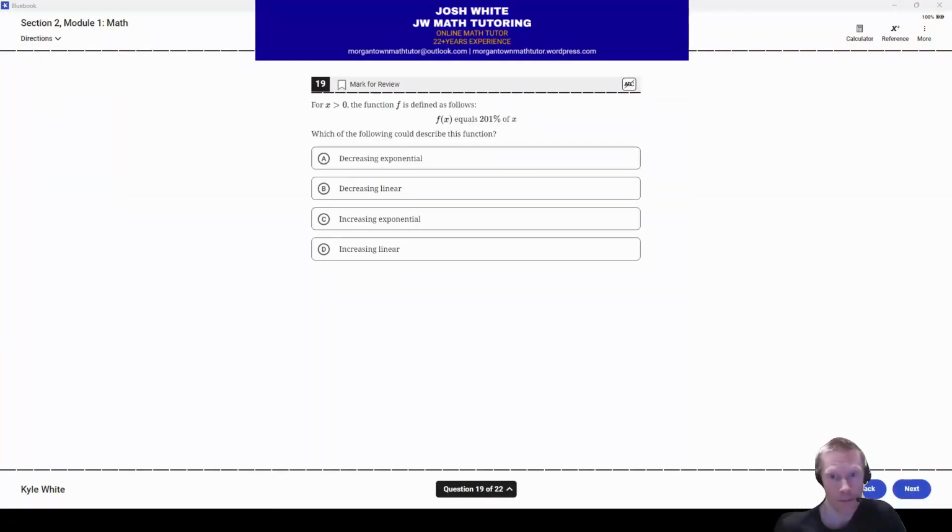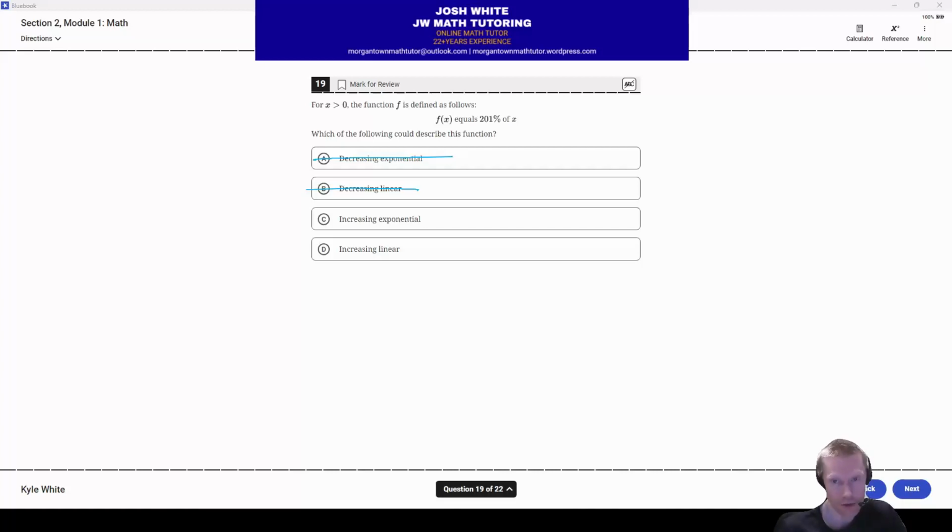Okay, so for this problem, number 19, they give you a description in words. They want to know which type of function it is. So it says f of x equals 201% of x. Since this percentage here that is being multiplied by x, because of implies multiplication, is more than 100, hopefully you recognize this function is going to be increasing. In other words, as you increase the x values, the f of x or y values will also get larger. So you can get rid of A, you can get rid of B.